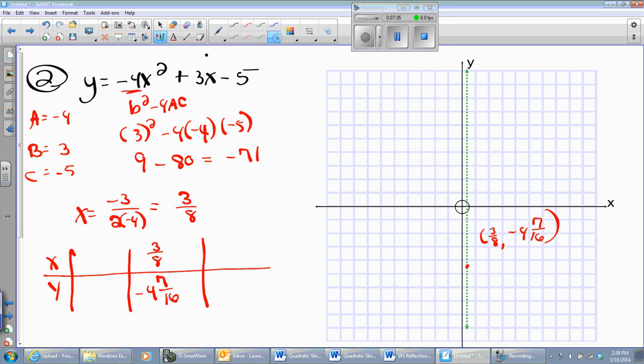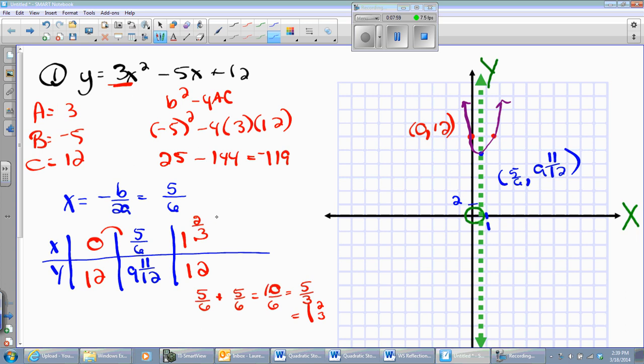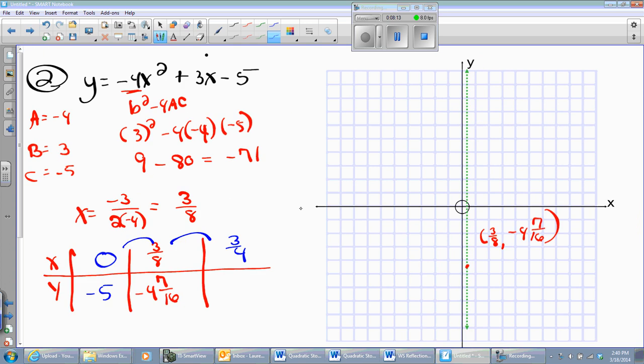All right, so now I'm going to plug 0 in, and I'm going to get negative 5 out. And these are 3/8 from each other. The next one will be another 3/8. Well, 3/8 and 3/8 is 6/8, or better yet, 3/4. Hey, did you notice that the 3/8 turned into 3/4? And on this one, it was 5/6, and 5/3 is twice as big as 5/6. Anyway, I can explain more about that in class if you don't know what I'm talking about.